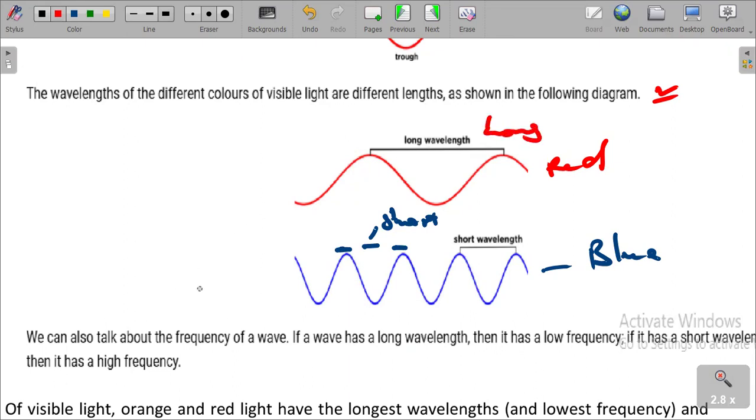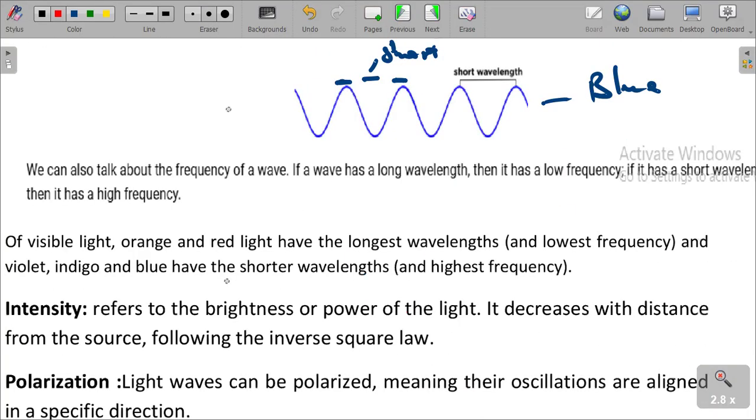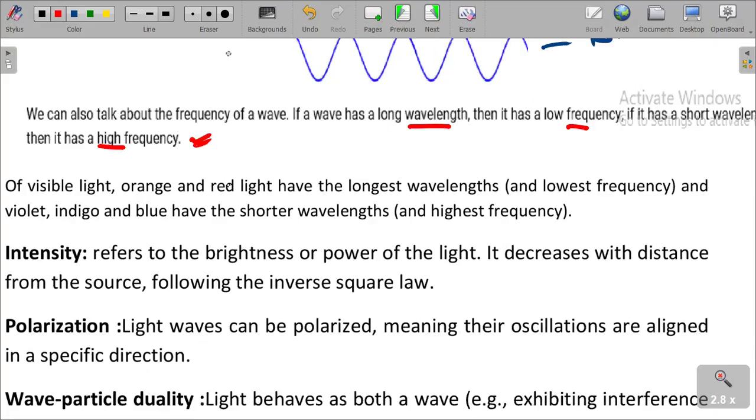It is long. So we are saying the colors have different wavelengths, as can be seen there. We can also talk about the frequency of a wave. If your wave has a long wavelength, then it has a low frequency. If it has a short wavelength, then it has a high frequency. That is also one thing that you need to take note of.